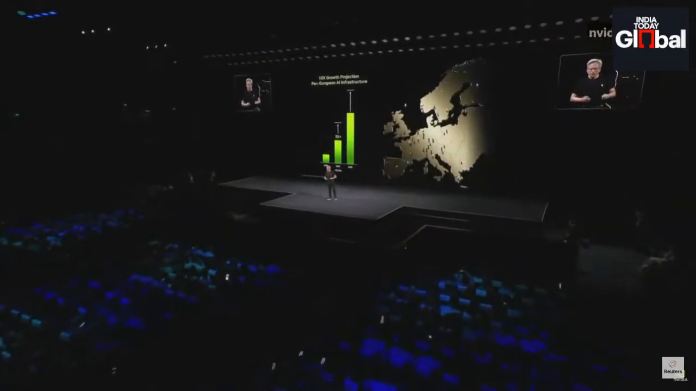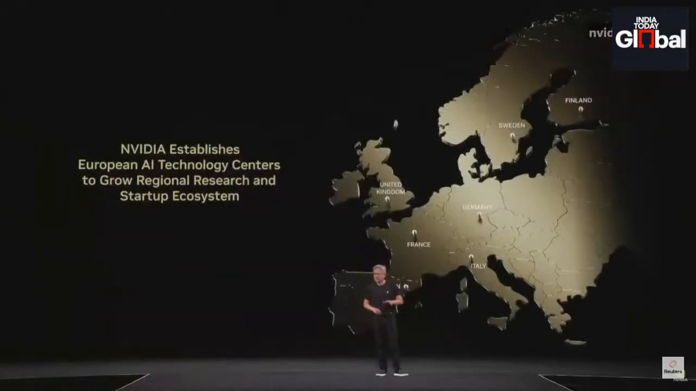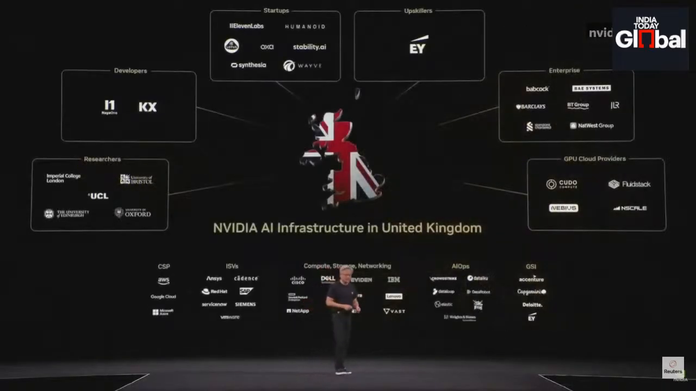Now we're partnering with each country to develop their ecosystem. And so we're building AI technology centers in seven different countries. And the goal of these AI technology centers is, one, to do collaborative research, to work with the startups, and also to build the ecosystem. Let me show you what an ecosystem looks like. In the UK, I was just there yesterday, the ecosystems are built on top of the NVIDIA stack.